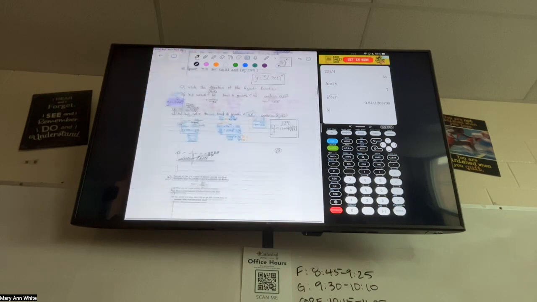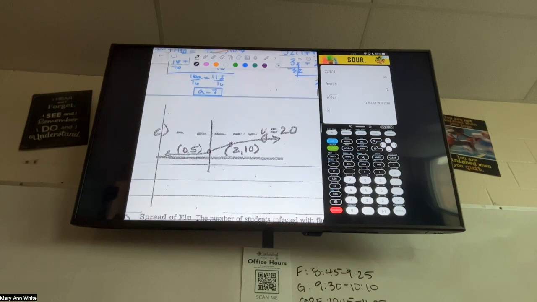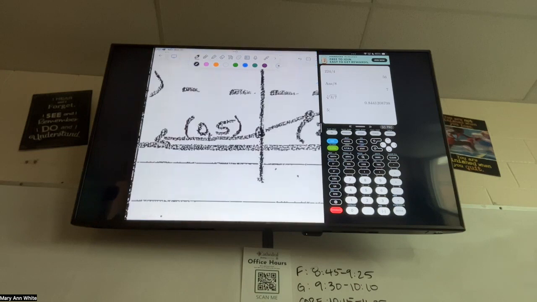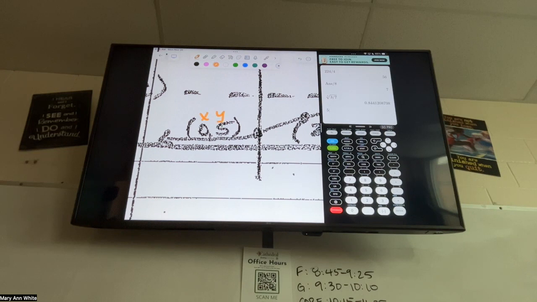Okay, as we flip our paper over, who can tell me what my initial point is tonight? 0, 5, good. So that's gonna be the first x, y that we use, okay? What's my limit to growth? Because that was usually the next thing I used. What's my limit to growth?